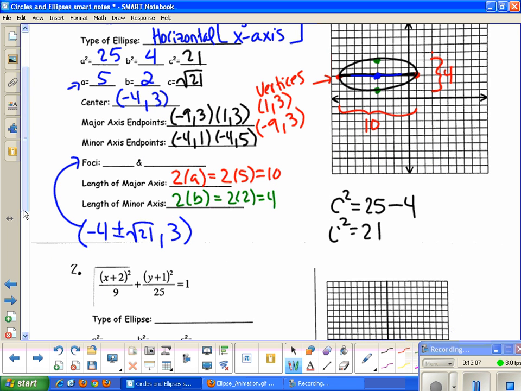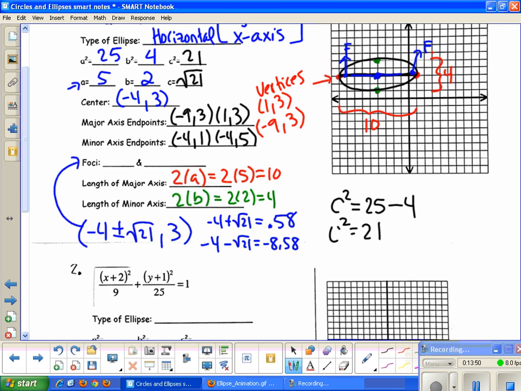So when I do this, negative 4 plus root 21 is 0.58. So that means I have at 0.58 my first focal point, which is right here. It's kind of hard to see. And then if I do negative 4 minus root 21, I get negative 8.58. So if I count from the center to the left to an x value of negative 8.58, it'd be right in here. So that's a focal point, and this is a focal point right there.